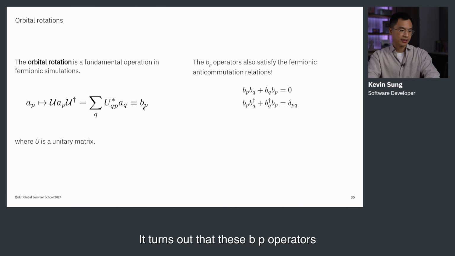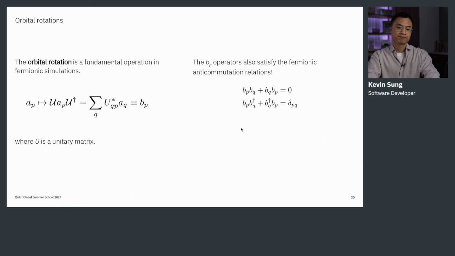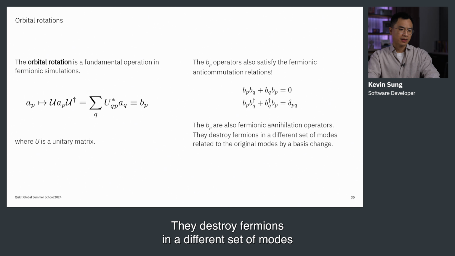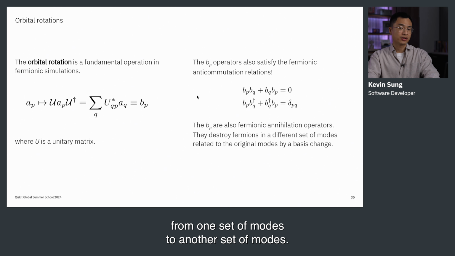It turns out that these b_p operators also satisfy the fermionic anti-commutation relations. So I've written these relations here in terms of the b_p operators. And because of that, the b_p are also fermionic annihilation operators. They destroy fermions in a different set of modes related to the original modes by a basis change. So really the orbital rotation is just a change of basis from one set of modes to another set of modes.